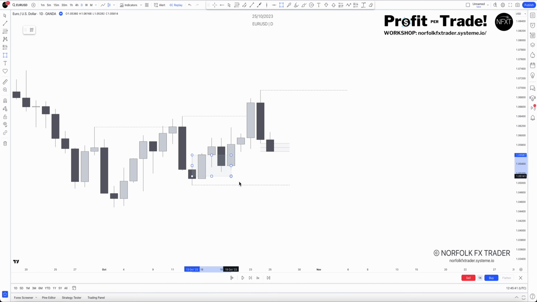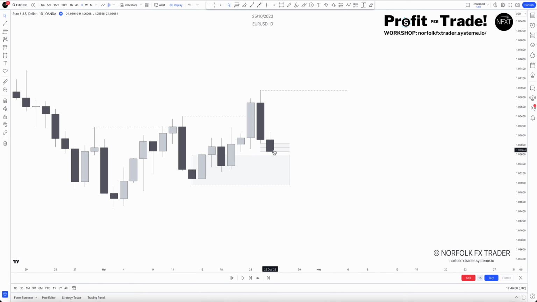So we could draw an area of demand like this, potentially an area of demand. Let's put this as a daily zone. And we could look for the market here to just wick in and push out. Now, in reality, this is our last sell to buy move, so we could actually say this is a full demand zone. So anywhere here, we could see a reversal.